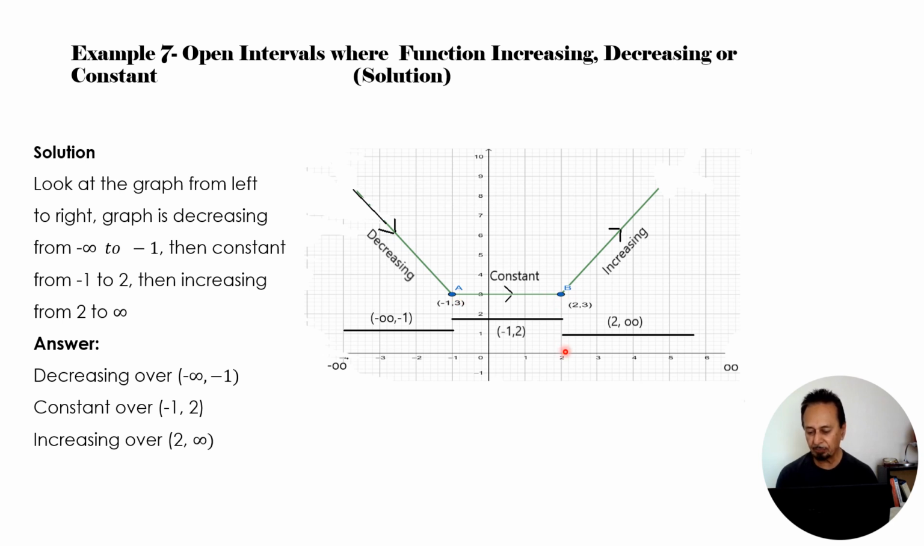And then from 2, keep going to the right, the graph is going up. So we'll say it's increasing. So the answer is the graph is decreasing from minus infinity to -1. It stays constant from -1 to +2. It's increasing from 2 to infinity.